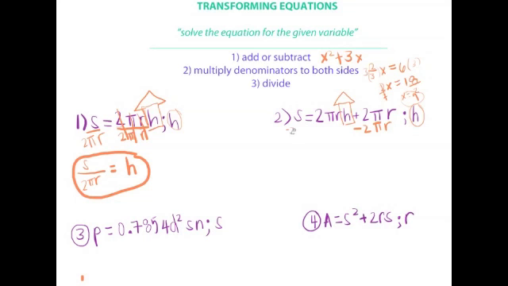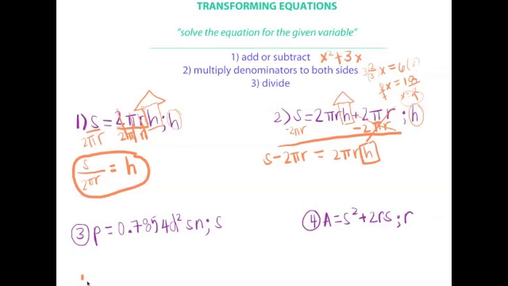What that looks like is, remember these guys cancel out, and on the right side I have s, this s that was there originally, minus the 2 pi r equals 2 pi rh. Remember, I want to leave this guy alone. Are there any denominators to multiply on both sides? There's no denominator here, right? So the only thing I have to do now is divide everything that's left over. I'm going to divide both sides by 2 pi r.